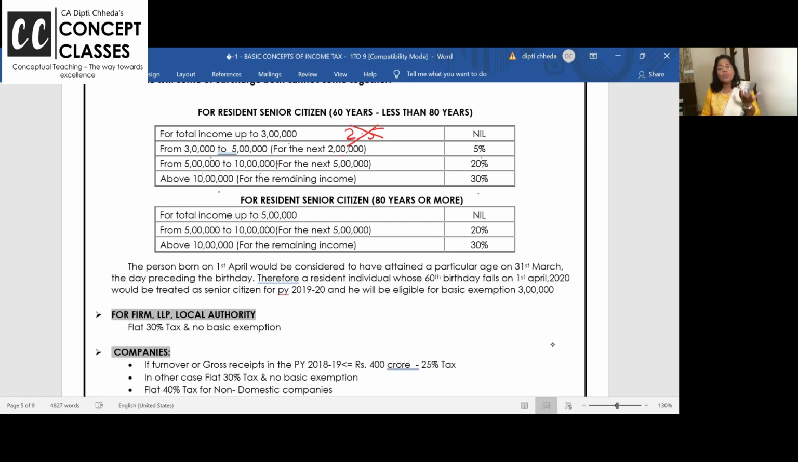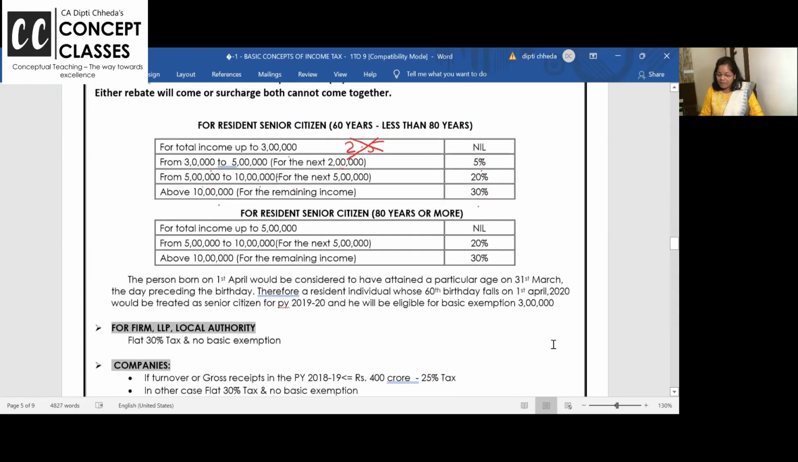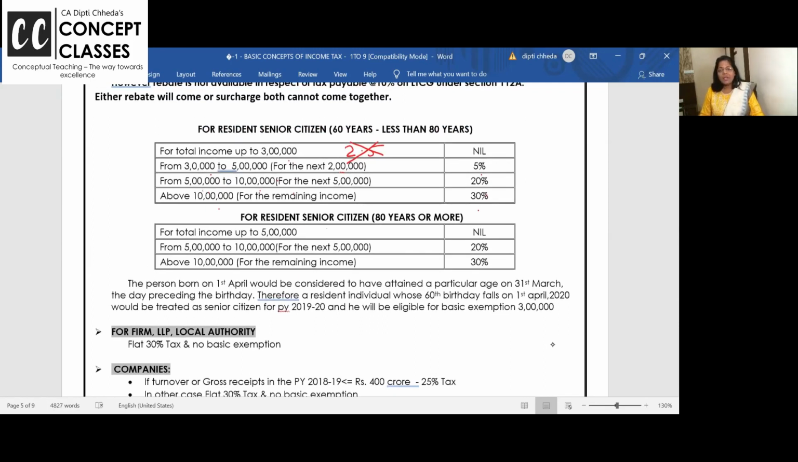So what's new? For a senior citizen, basic exemption is, instead of 2,50,000, 3 lakh. Now, coming to super senior citizen who is 80 years and above, up to total income 5 lakh, it is nil. Up to 5 lakh, they don't have to pay tax. There are so many super senior citizens I've seen, 80 years and above, they file the return and mostly they have FD interest and all, 4,50,000, no tax. Up to 5 lakh income, no tax.